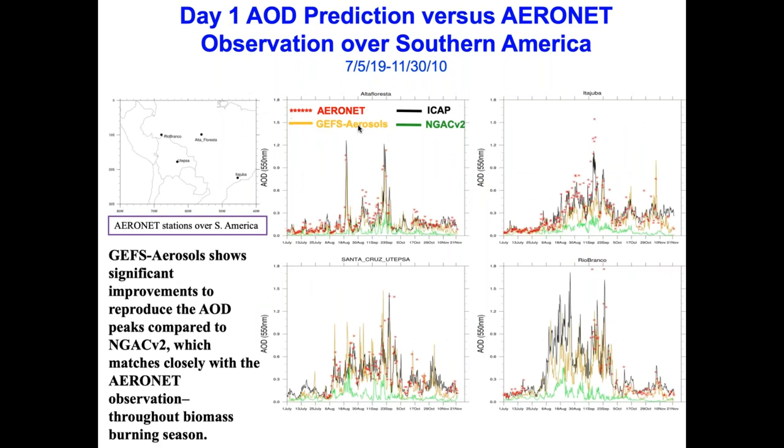Other than comparing this 5 months AOD average, we also compare the daily variation of the day one prediction AOD versus the AERONET observation. This yellow line is the GAFS aerosol, and the green line is the NGAC. The black line is the ICAP analysis data. From the comparison, we can see that the GAFS aerosol shows significant improvement compared with the NGAC result, and it can also capture these peaks of higher AOD due to the fire event over South America.